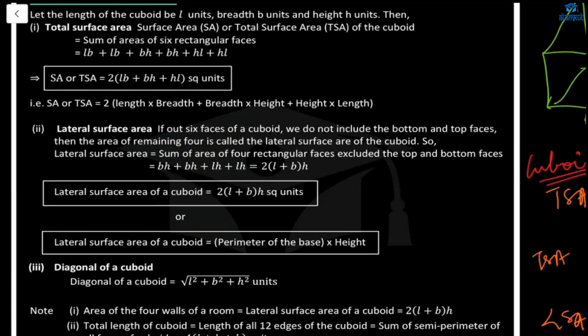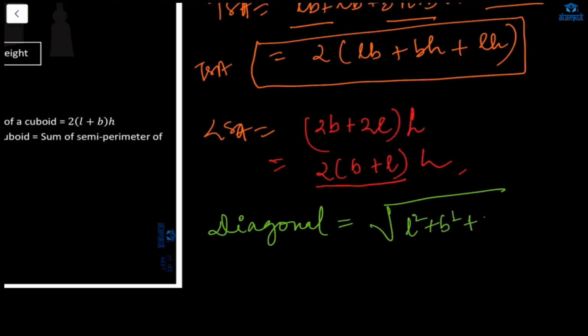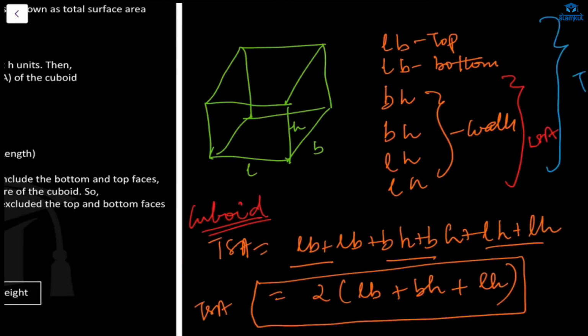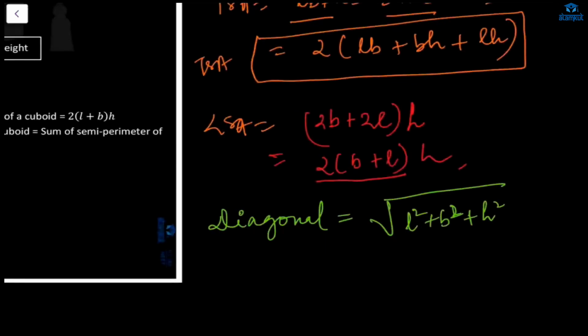Any doubt? And your diagonal also. I'm missing the diagonal. So the diagonal will be the root of L square plus B square plus H square. If you join a point from here to here, then what will it be? The diagonal. So your diagonal will be root of L square plus B square plus H square. If you apply the Pythagoras theorem, you get this result.